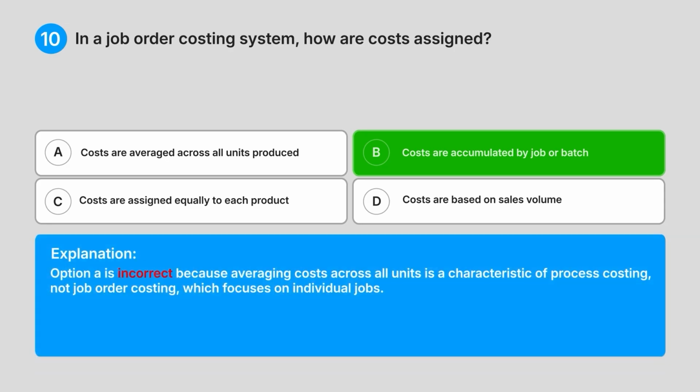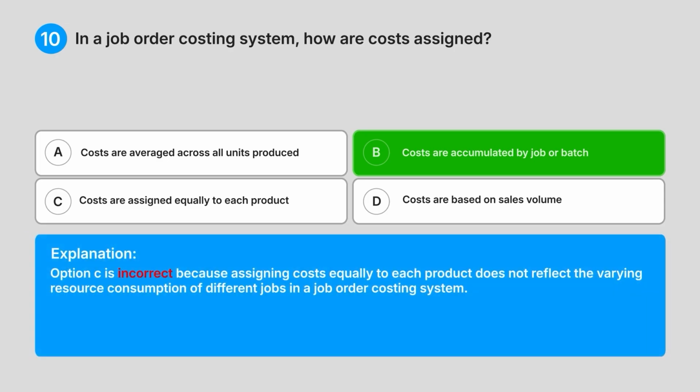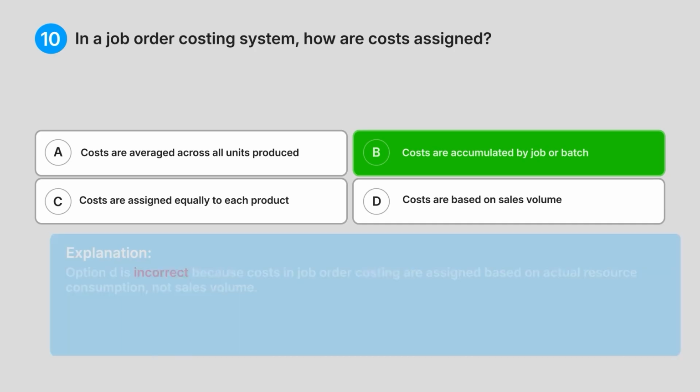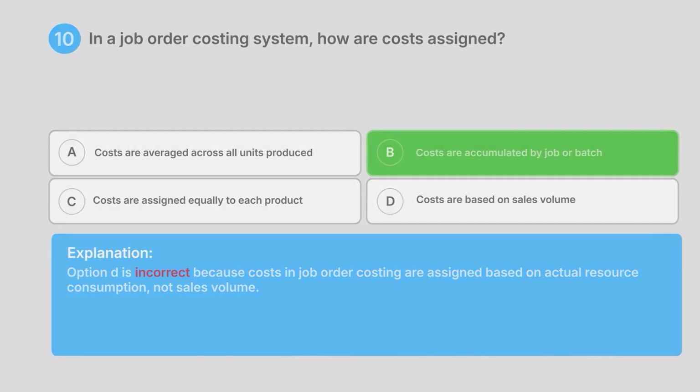Option A is incorrect because averaging costs across all units is a characteristic of process costing, not job order costing, which focuses on individual jobs. Option C is incorrect because assigning costs equally to each product does not reflect the varying resource consumption of different jobs in a job order costing system. Option D is incorrect because costs in job order costing are assigned based on actual resource consumption, not sales volume.